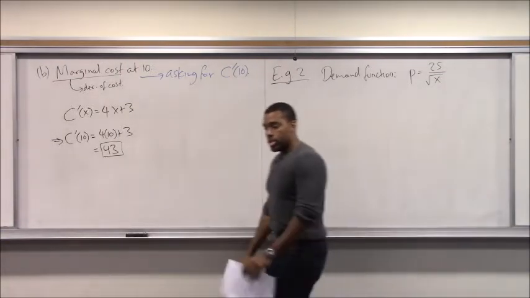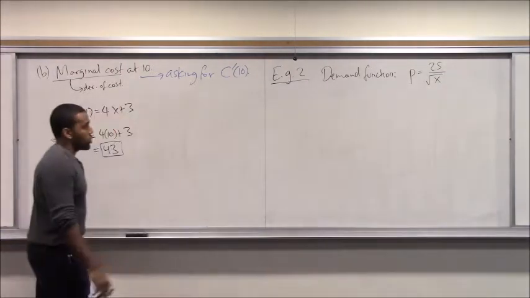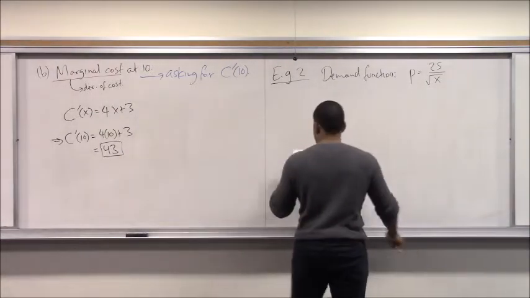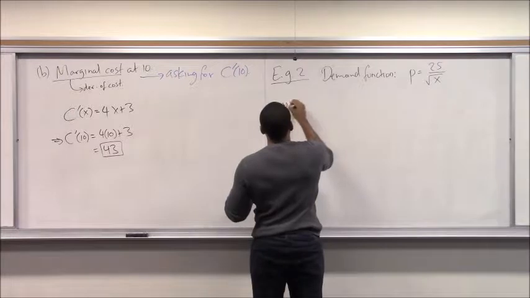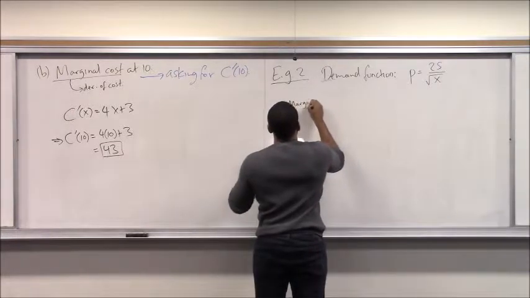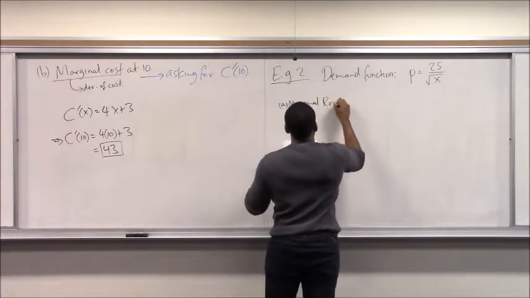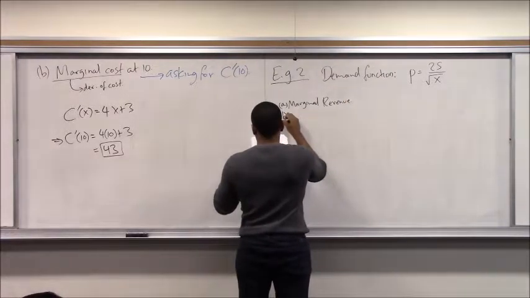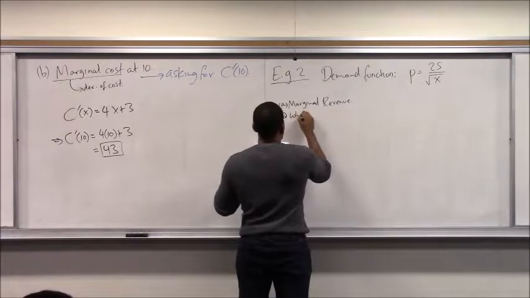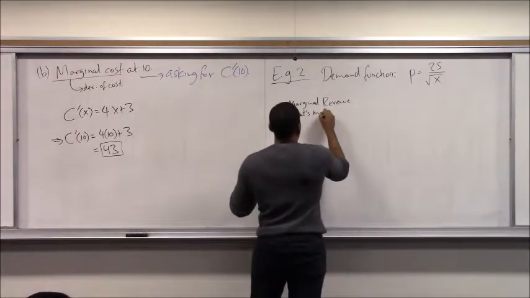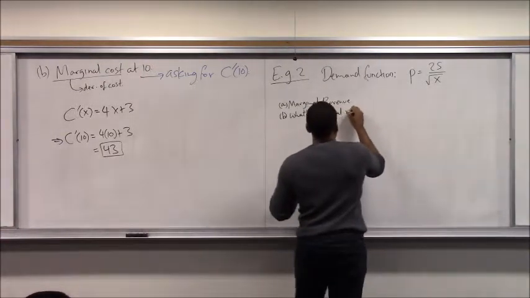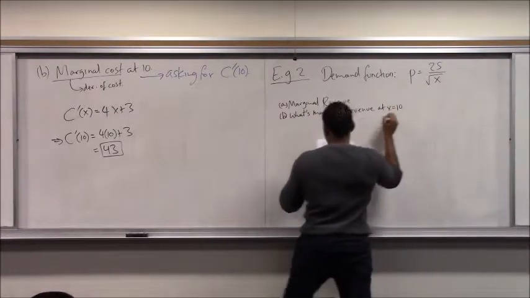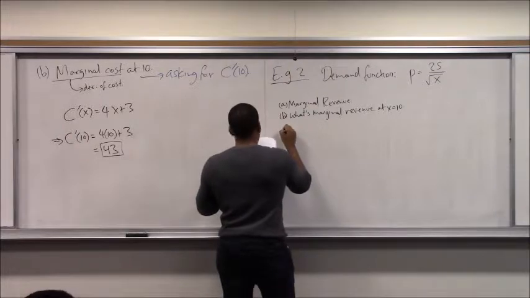So you do your research, you figure out a demand function for a certain product, you find that that's going to be it. A. Find marginal revenue. B. What's the marginal revenue at 10? C.